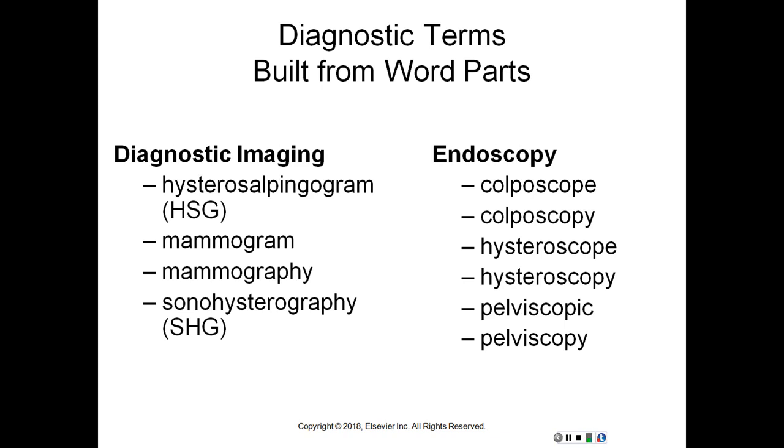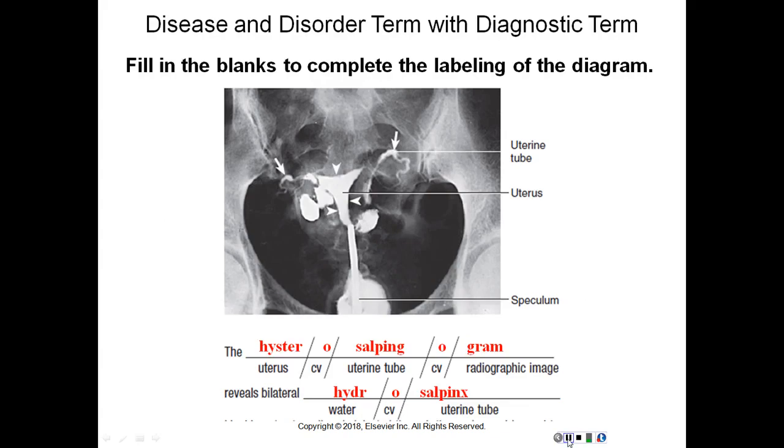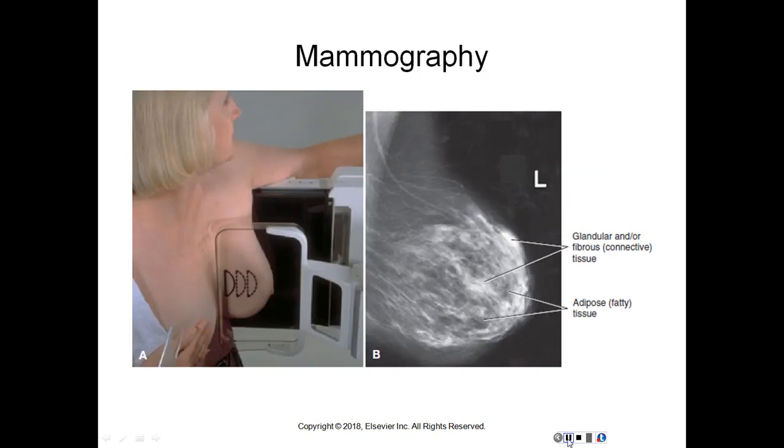Pelvoscopic, pertaining to visual examination of the pelvic cavity. Pelvoscopy, visual examination of the pelvic cavity. Here is a picture of a hysterosalpingogram, and it's revealing a bilateral hydrosalpinx, so water in the uterine tube. Here is a picture of mammography. So A is the actual process of it, and then B is the actual X-ray of it.